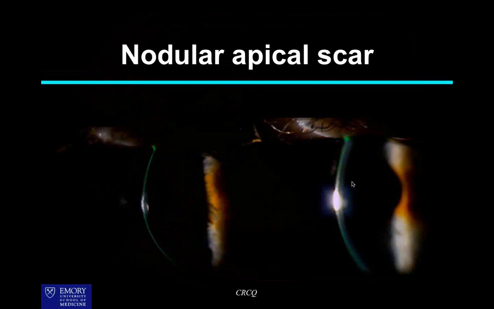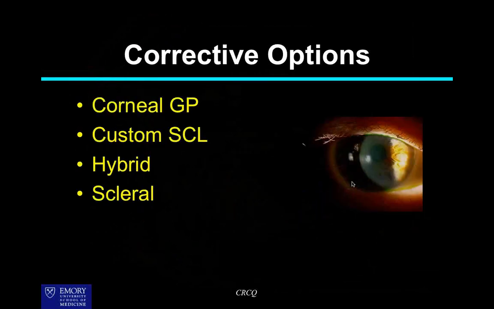This is a nodular apical scar. Now, when an apical scar becomes nodular, that's where it becomes soft. You have a hyperplastic situation. So you have this epithelial hyperplasia that's soft, not bound down very well to the basement membrane, and it's very easily damaged. That will lead to scar tissue formation as you upset that nodule. She had been offered corneal GPs, custom hybrid, or scleral.